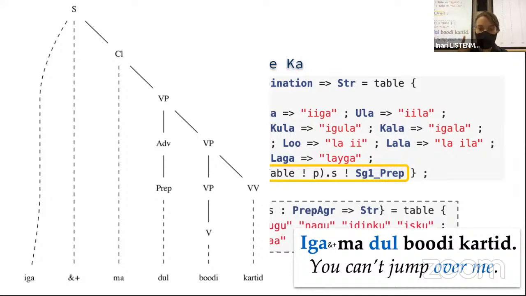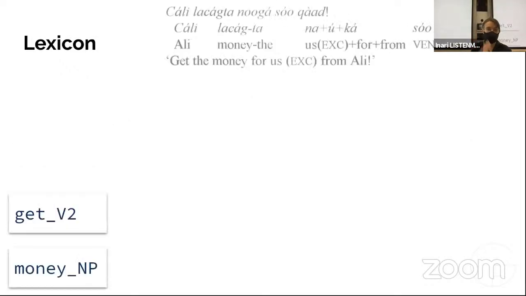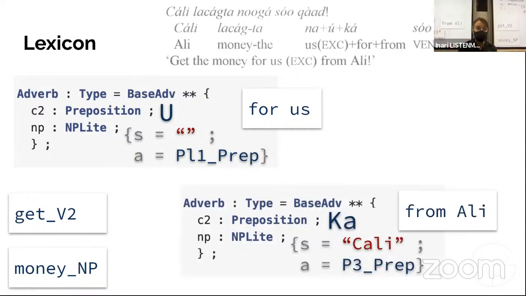Okay, so the last example. So let's do another one. So we have this noga now. For us from the lexicon, we have get and money. So let's just say get is transitive and money is direct object. So then we add the adverb for us, which has the preposition u, and us is the PL1 prep. Oh, it should also be exclusive. And then we have the adverb from Ali, again ka, and then we have a string here.